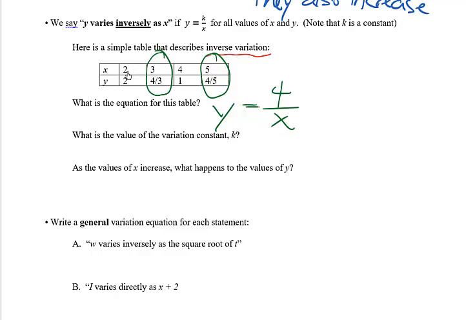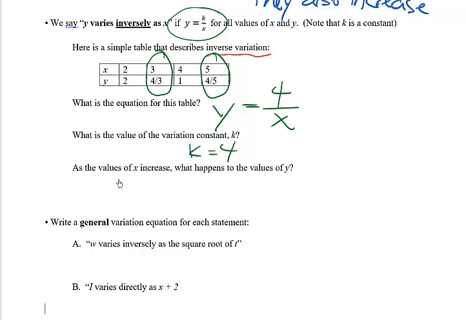Let's check it out. 4 divided by 2 is 2. It works. 4 divided by 3, 4/3. 4 divided by 4 is 1. That works. 4 divided by 5, 4/5. I think we've got it. So this equation fits that inverse variation pattern. The value of the k in this problem, of course, is 4.